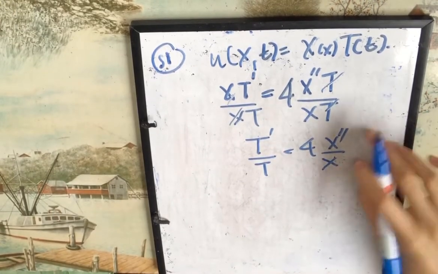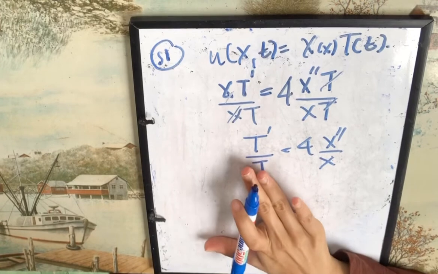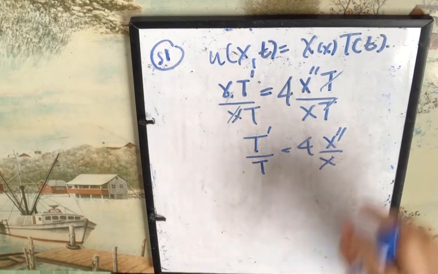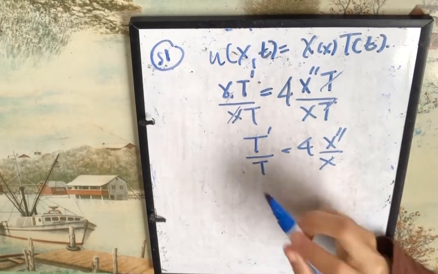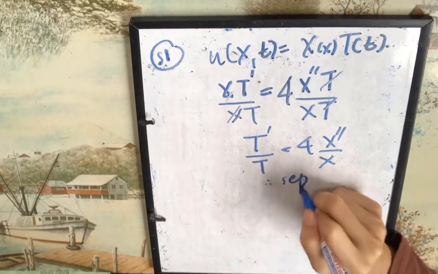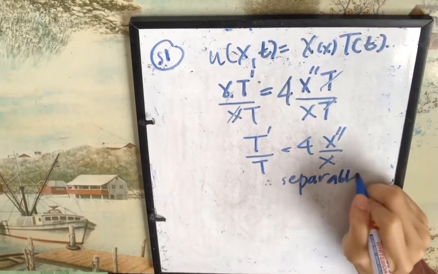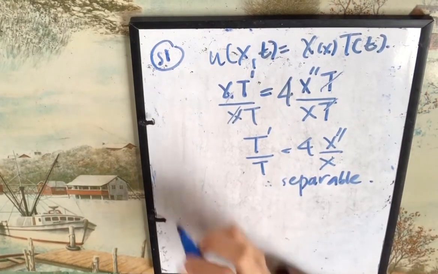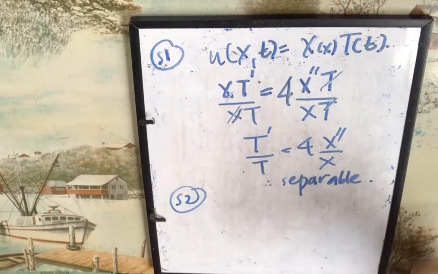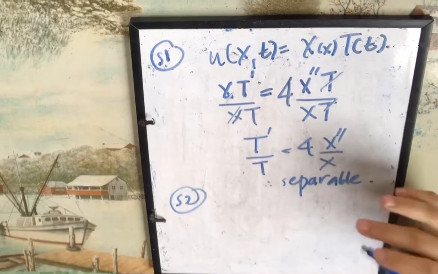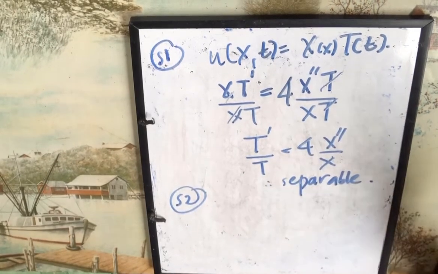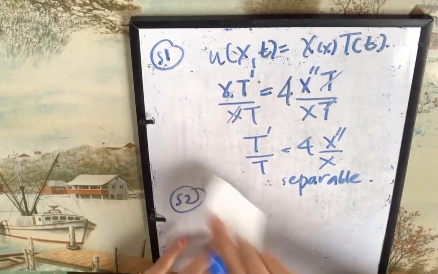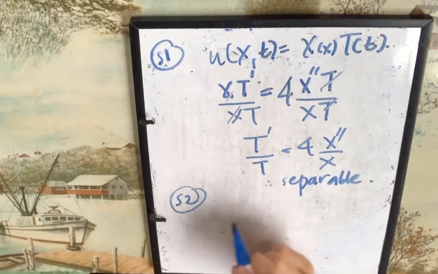You can see that one side we are left with t only, and the other side with x only. So this is separable. When you get that the equation is separable, then you can continue with step number 2, which is solving the separated equation.